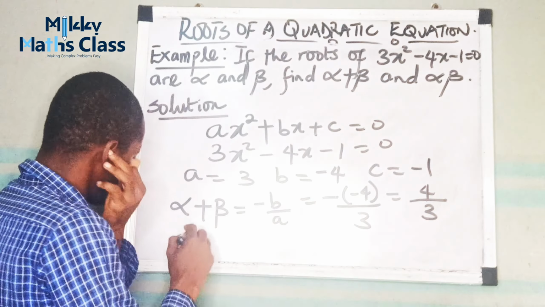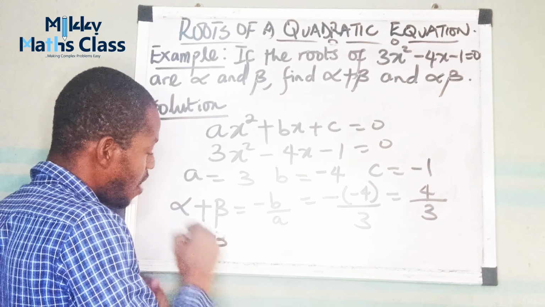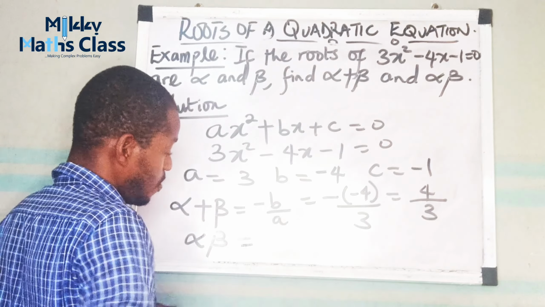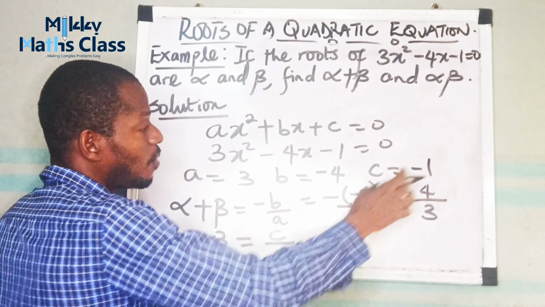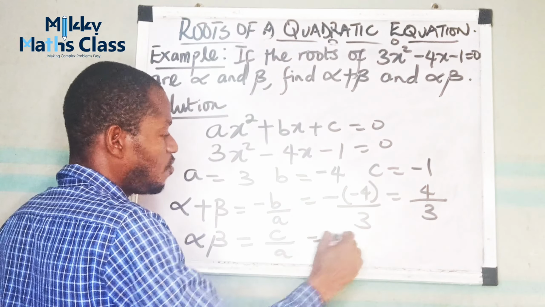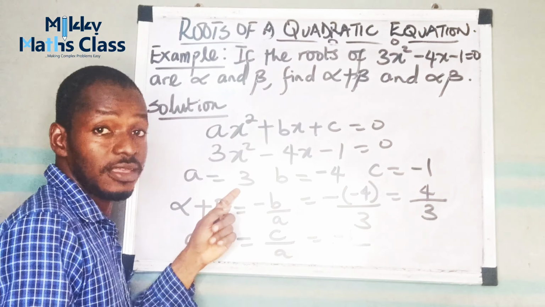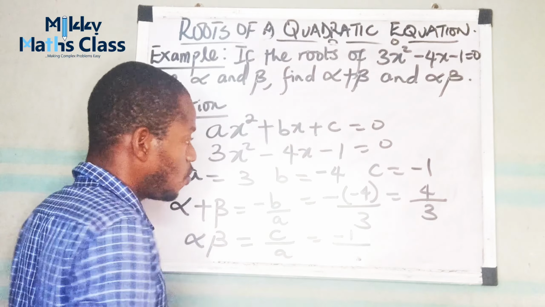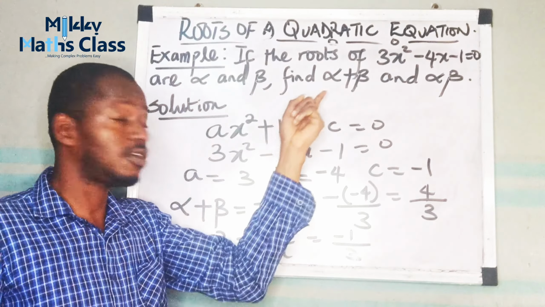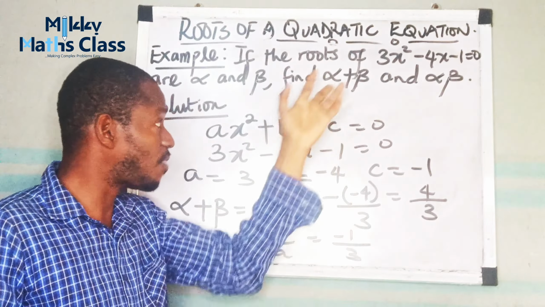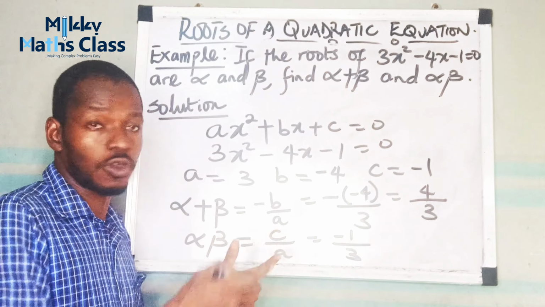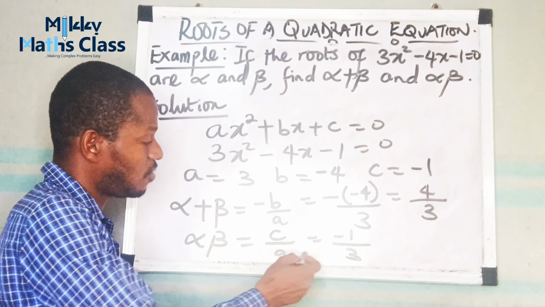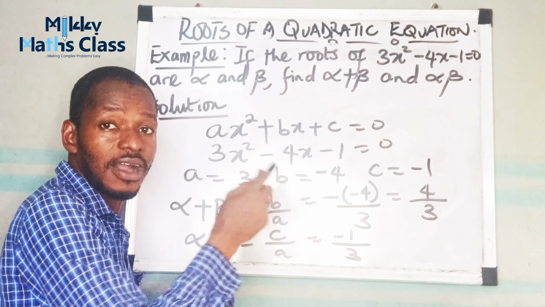Let's look for the product of the roots. The product of the roots, alpha times beta, we're made to understand that is equal to c over a. So what's our c here, which is equal to -1, over our a, which is 3. So from this question, the sum of the roots of the quadratic equation, alpha plus beta, is 4 over 3, and the product of the roots of the quadratic equation is -1 over 3.